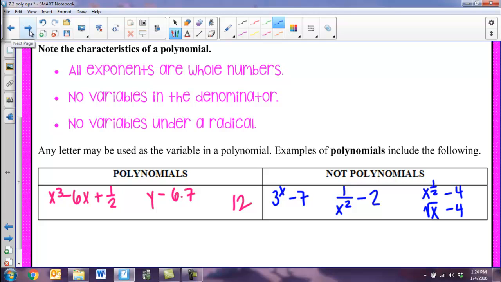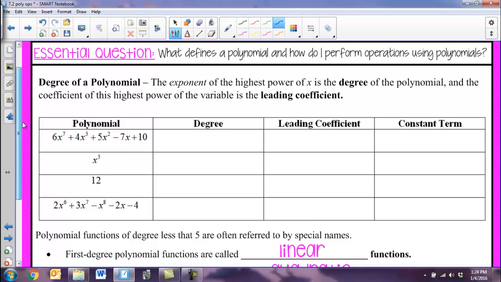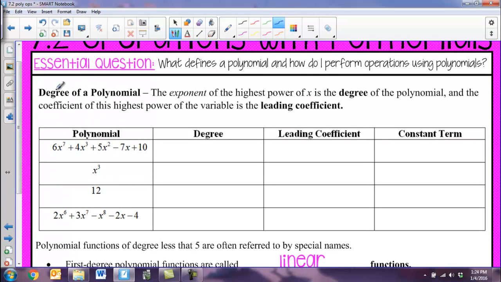Now this next part should be a little bit new for you. We're talking about the degree of a polynomial. Okay, so basically what the degree is, it's just the exponent of the highest power of the variable. So the coefficient of this highest power of the variable is the leading coefficient. So these two terms are super important for when we start graphing polynomials. So basically, if you look at these examples, to find the degree, all you have to do is find the highest exponent in your polynomial.